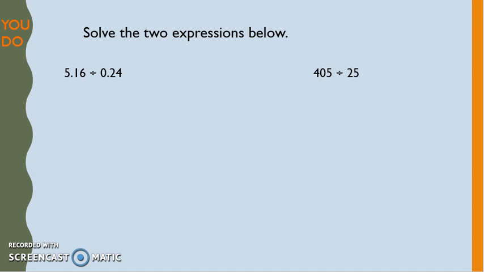Now it's your turn to try. I would like you to solve the 2 expressions below based on what we just learned in our I do and we do, and we'll come back in a minute to check our answers.